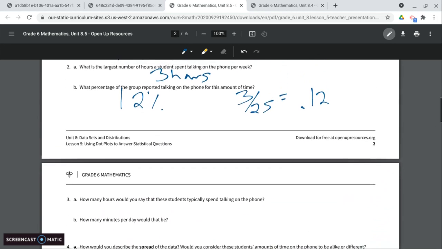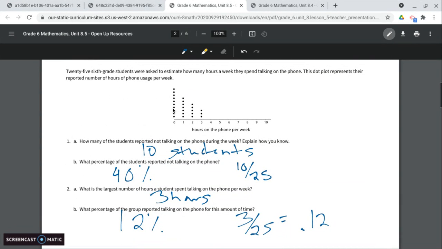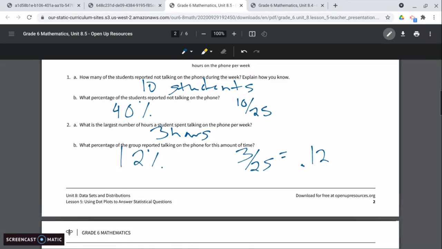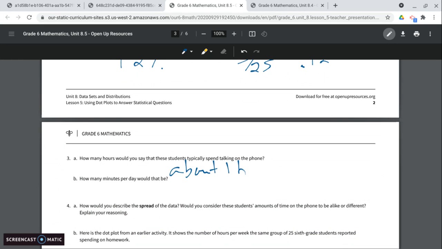All right, for 3, how many hours would you say that these students typically spend talking on the phone? If we look at this, typically they spend about 1 hour. Between 0 and 1 is the highest values. There aren't very many for 2 and 3, so about 1 hour. How many minutes per day would that be? Well, 1 hour on the phone per week. We'd take 60 and divide it by 7, which is approximately 9 minutes. So about 9 minutes a day.